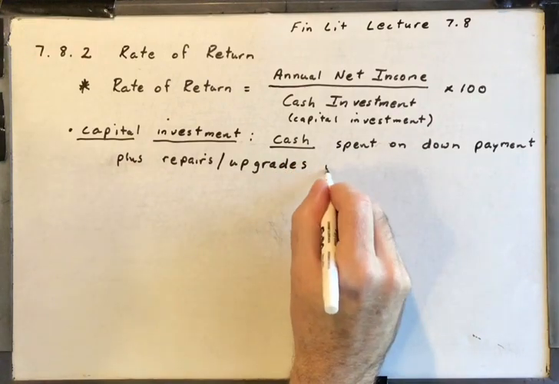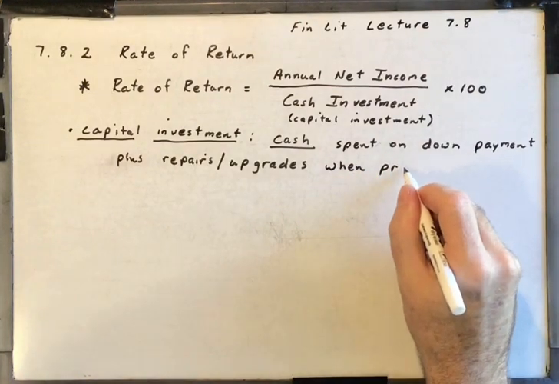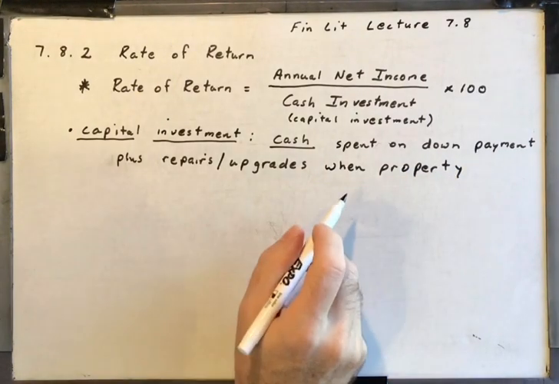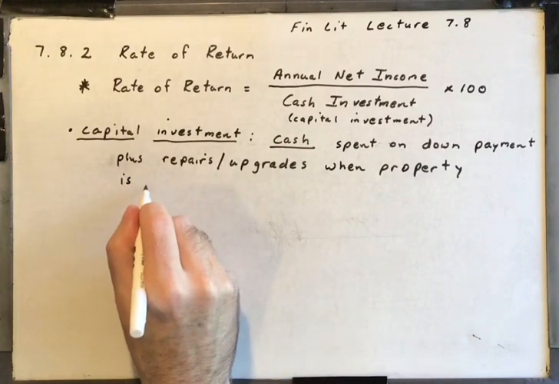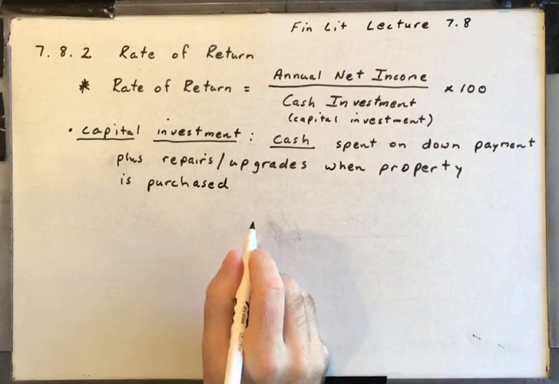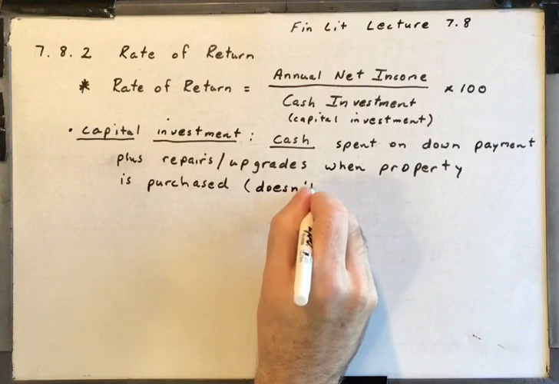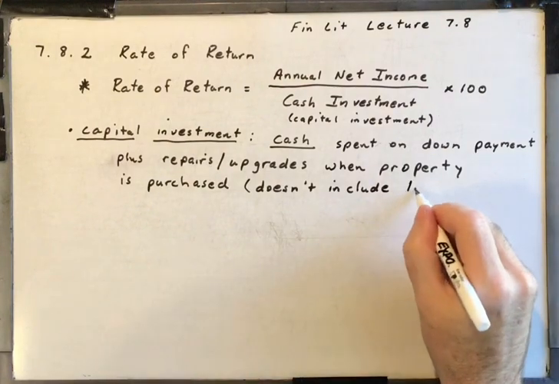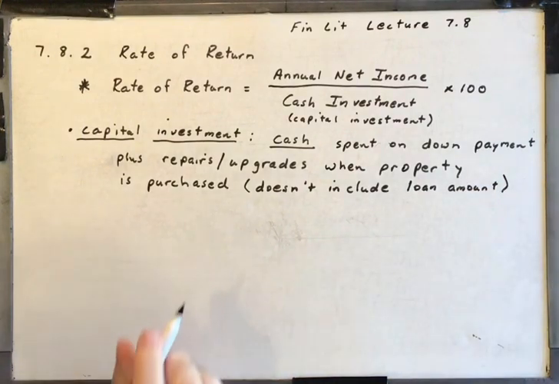when property is purchased. So sometimes, if any of you ever watch those shows on HGTV, they buy a property and then they have to put a lot of money in to upgrade it. That would be part of the capital investment, at least the cash part of it. So it doesn't include, this part's really important, the loan amount. Remember, that's not cash that you took out of your pocket.